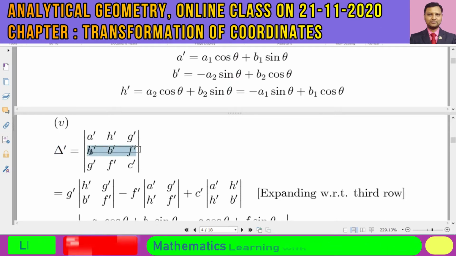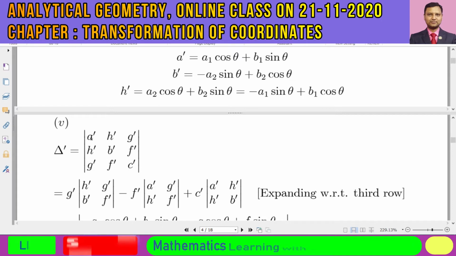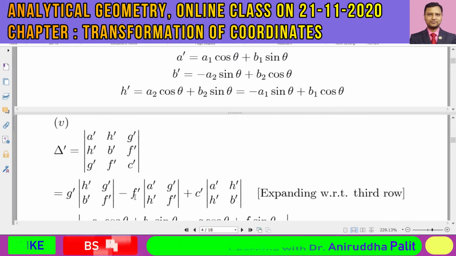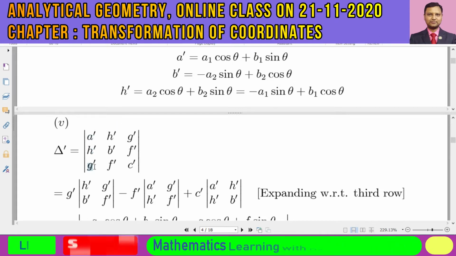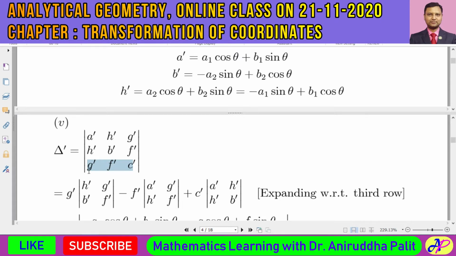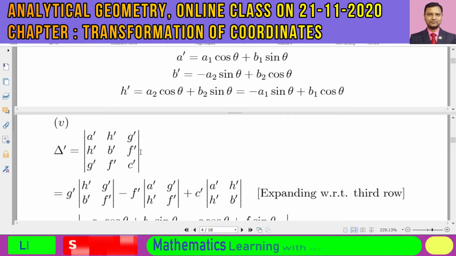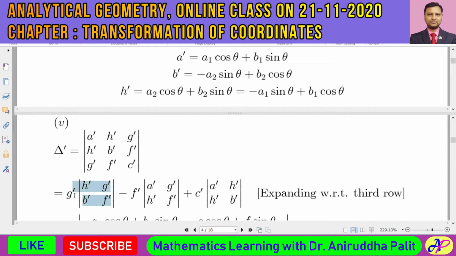Delta prime is equal to this kind of determinant, and we are expanding this determinant with respect to the third row. Generally, when we expand with respect to different rows and columns, we try to count the positive and negative signs. We generally count in this way: plus, then minus, and this should be plus. So if we want to expand the determinant with respect to the third row, then G prime along with the corresponding cofactor would have the positive sign. This would be the cofactor containing these four elements H, G prime, H prime, G prime, and B prime, A prime. So this is the cofactor of G prime.